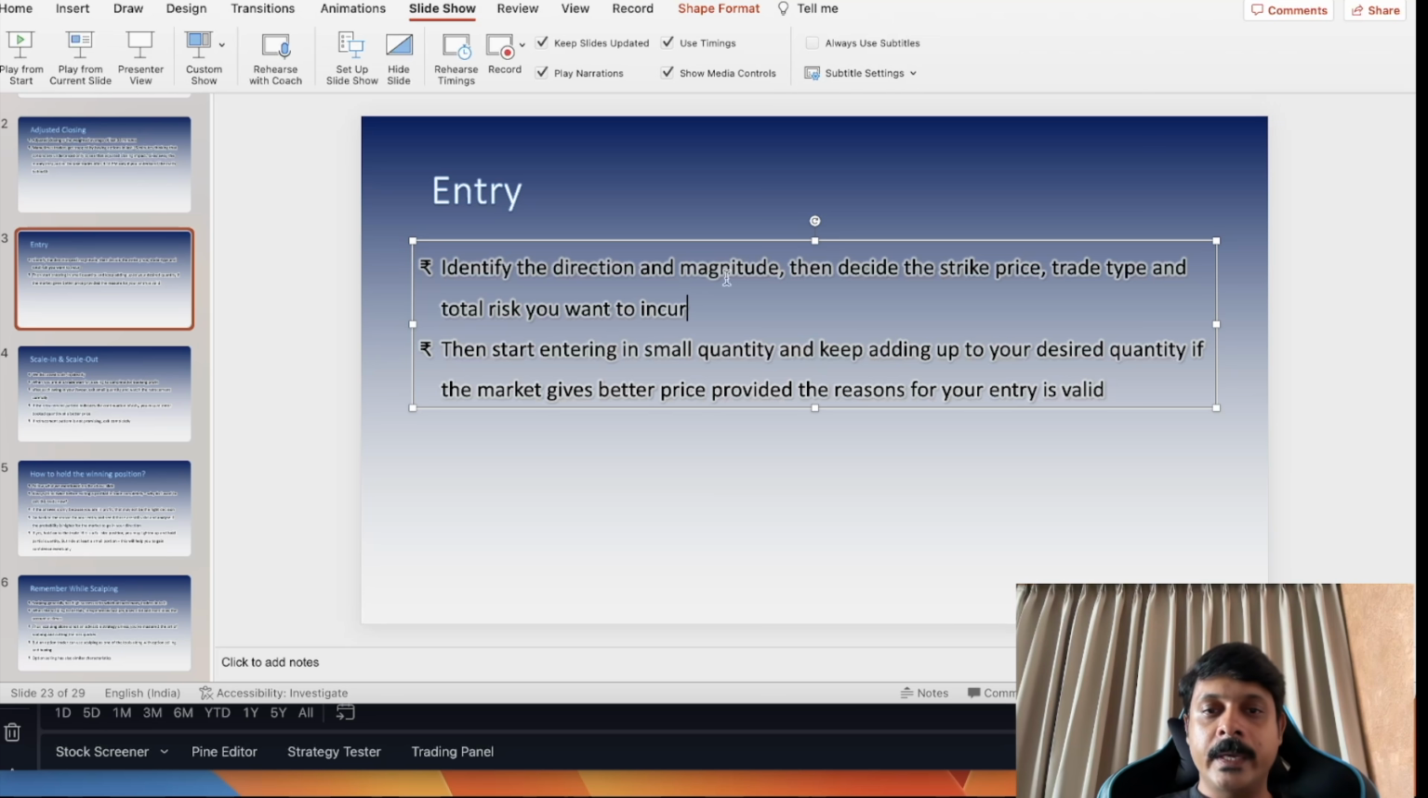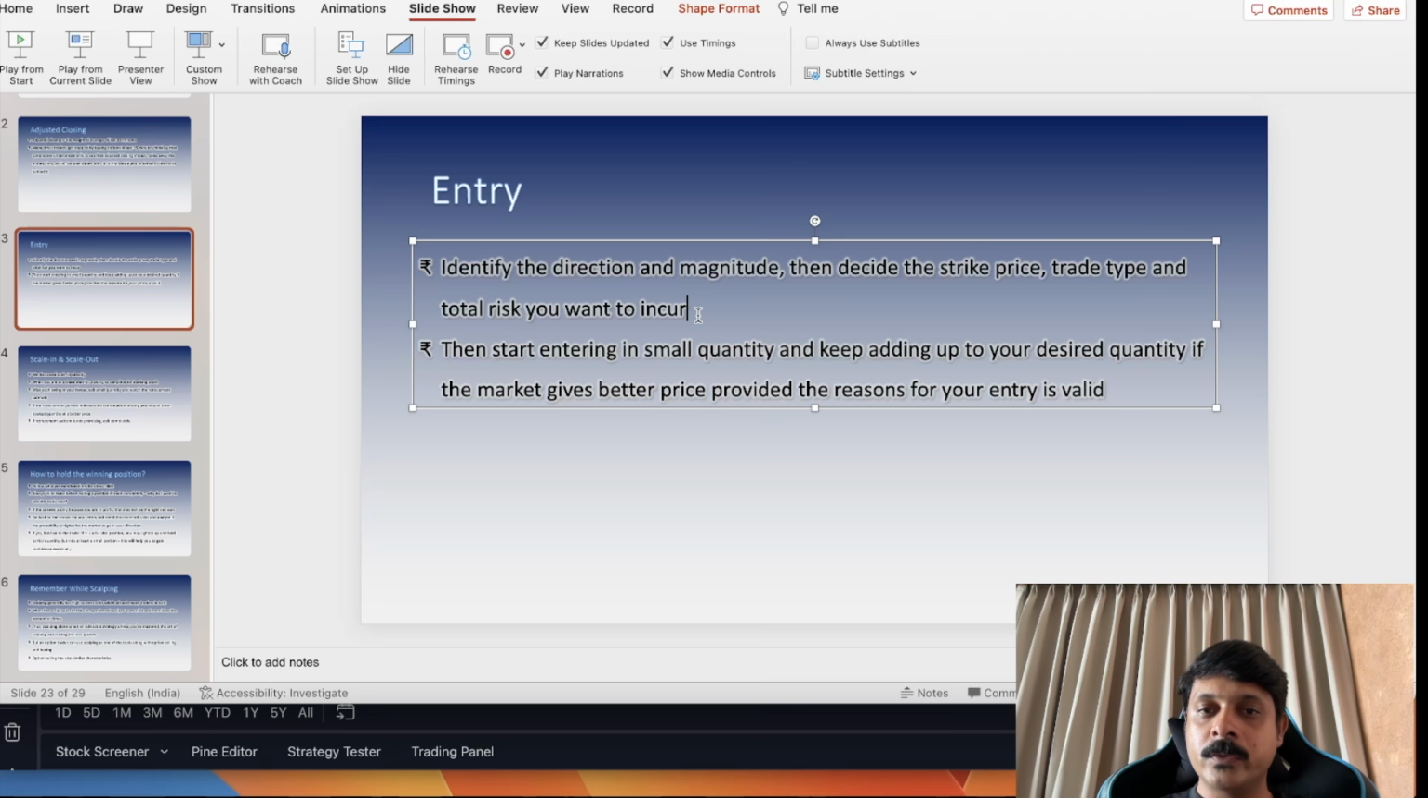So identify the direction and magnitude. Identify the direction based on market analysis. I look at chart patterns, or the positions, or the open interest, or the way the market has been moving. Based on those things, I identify the direction. Identifying the direction means I form a view on the direction. It doesn't mean that it will always be correct. If my estimate is wrong, my trade will be wrong.